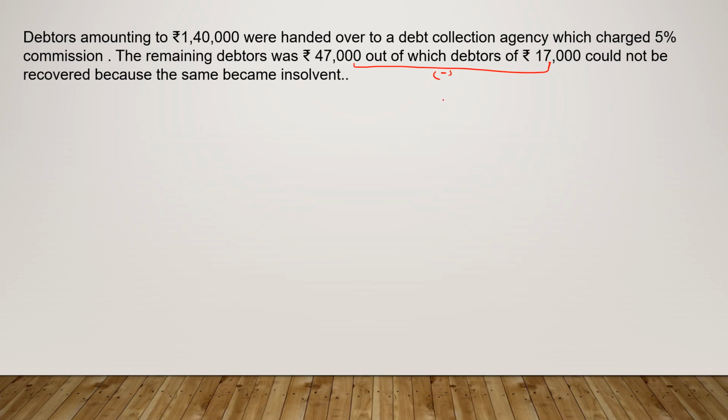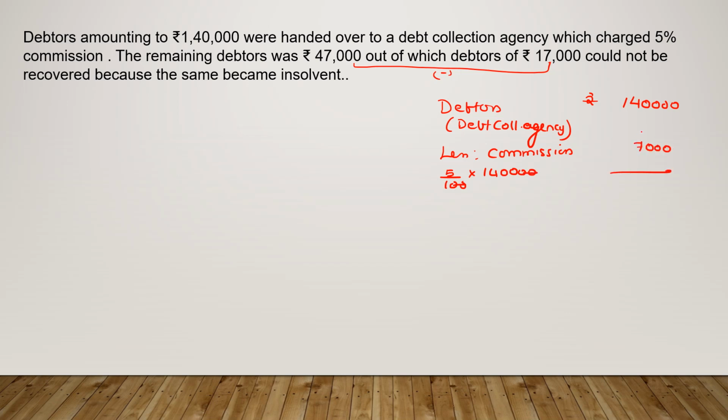First, in respect of these debtors that were handed over to the debt collection agency, the amount was rupees 1,40,000 less commission which was supposed to be paid, which is 5% of 1,40,000. So if you see, it would come to 7,000. So the amount that would be received from the debt collection agency, we'll take it as A, is 1,30,000.